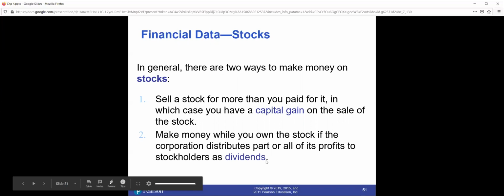The second way you can make money off of stocks is by a dividend. A dividend is when a corporation distributes part of the profits back to the owner of the stock. If the company does very, very well, the company wants you to keep holding your stock, so they essentially pay you to keep holding it. Dividends only really come out of profits, and it is a way to keep your shareholders essentially.